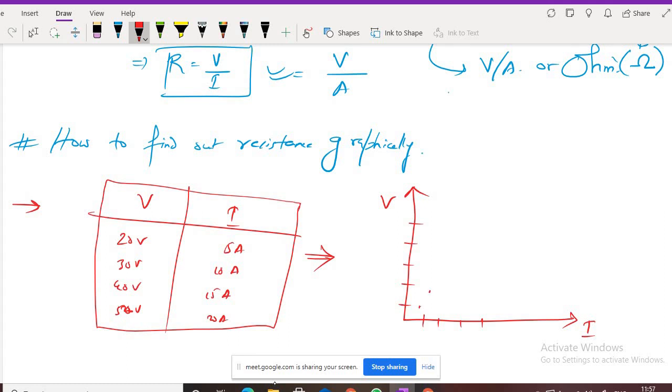If I plot it, it will be like this. So it will be a straight line graph passing through the origin. Tell me yes or no. It will be a straight line graph passing through the origin.